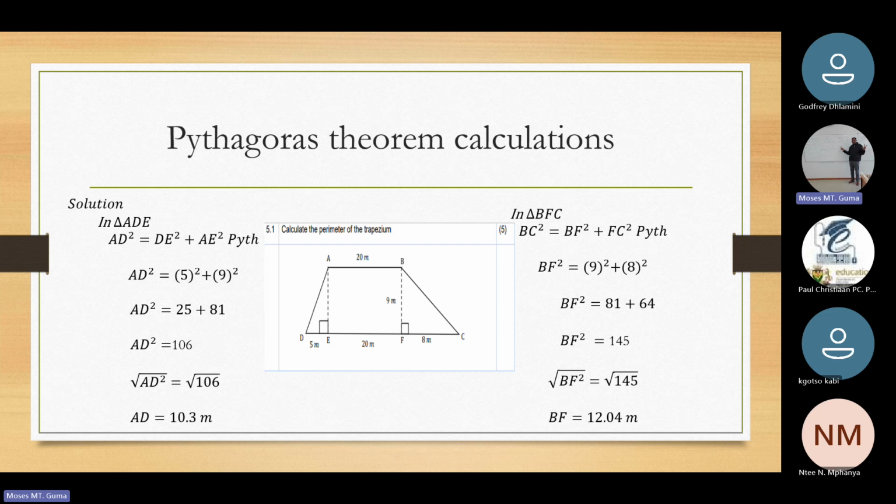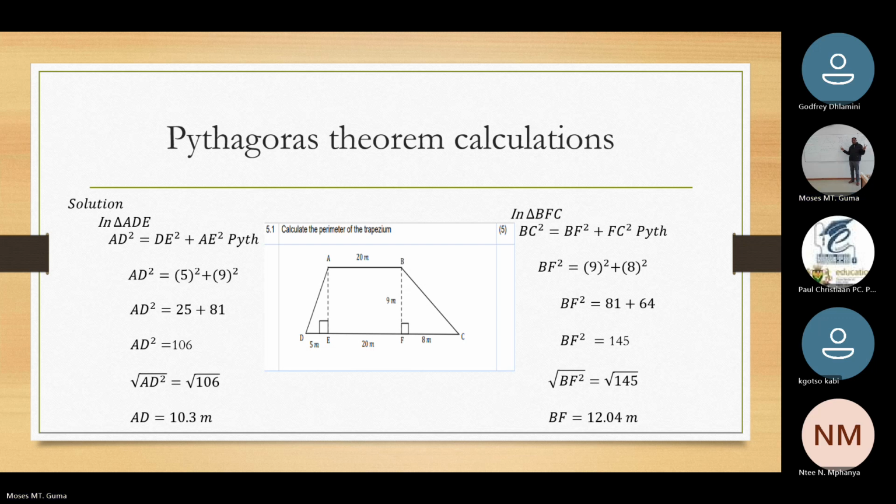And now we find the square root of both sides. Folks, remember, we are finding BC, the naughty F. I don't know what it is doing there. Now, BC squared is actually BC, not BF. And the square root of 145 is 12.04 meters.